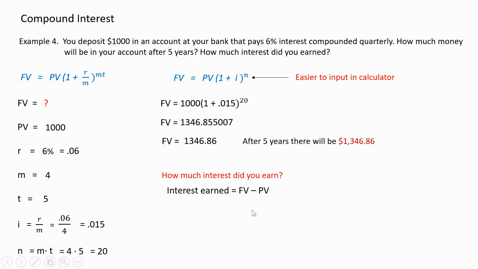Right? So again, we use the interest earned, which is the INT equals future value minus present value. How much money did you get at the end of 5 years, which is $1,346.86, and we subtract from it the amount that you deposited, which is 1,000. So you're going to get $346.86 in interest.